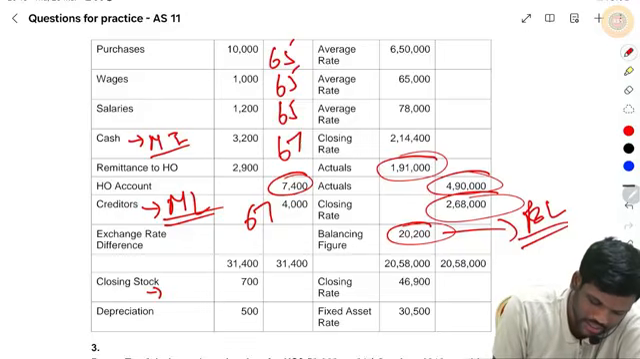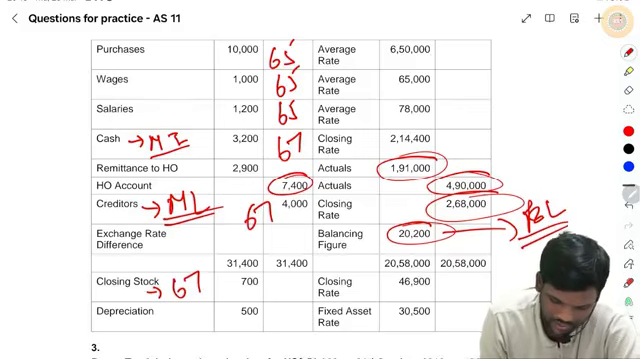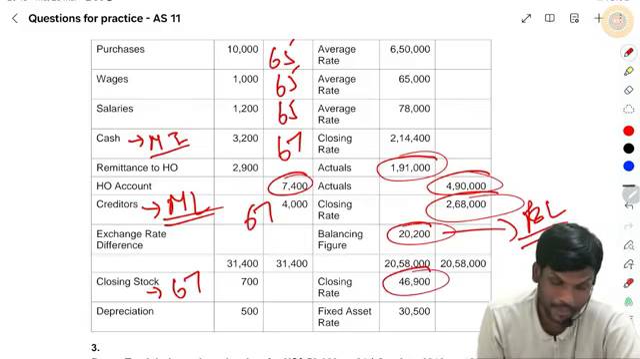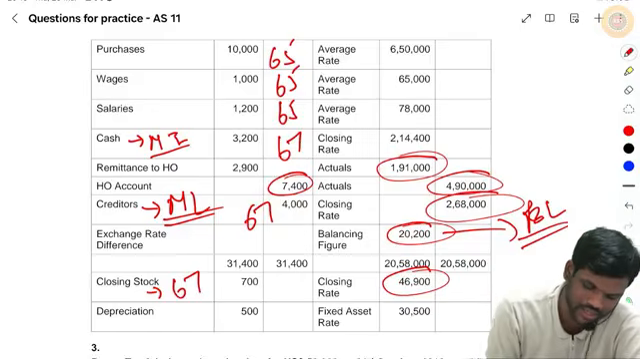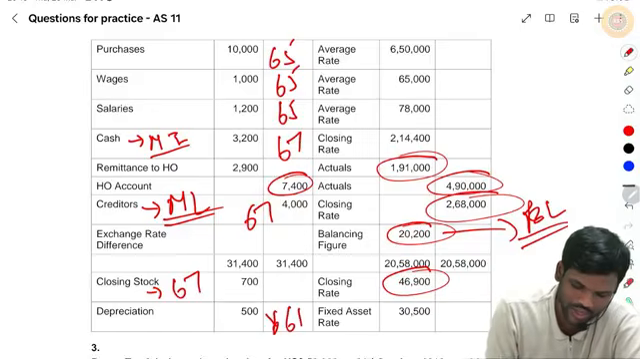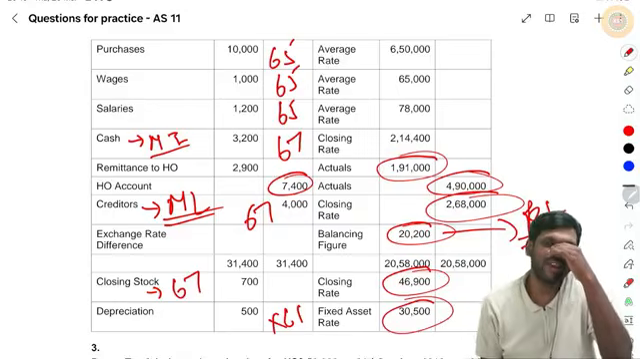Closing stock: we have to use the closing rate, which is 67. So 700 into 67 is 46,900. Depreciation is IFO, so we have to use the same rate that we used for the fixed asset, which is 61. So 5,000 into 61 will be 30,500.